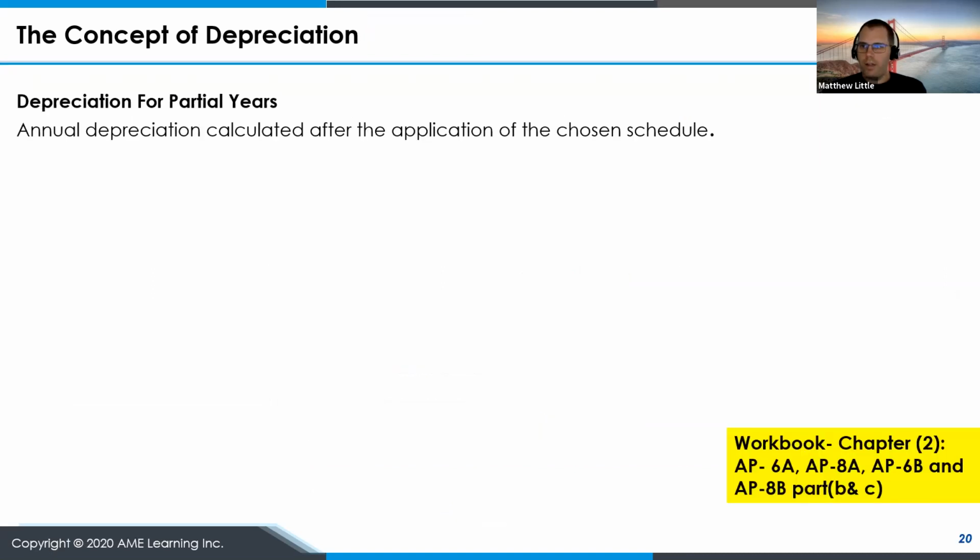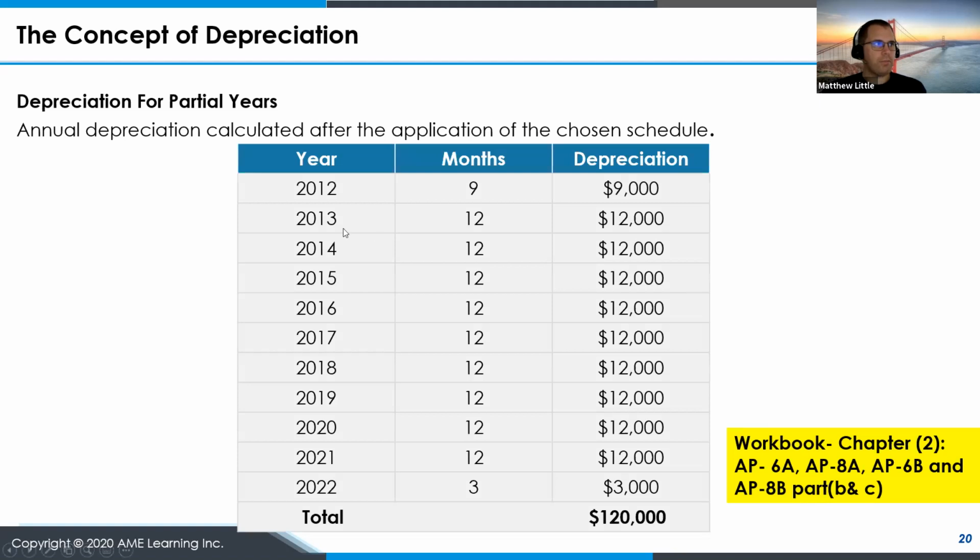All right, another, actually a little summary table. This is the annual depreciation based on what we just spoke about. So year 2012, 9,000 for 9 months, 12 months for a number of years, 3 months at the end. So total depreciation, just to prove our math, would be 120,000 over those 10 years of useful life.